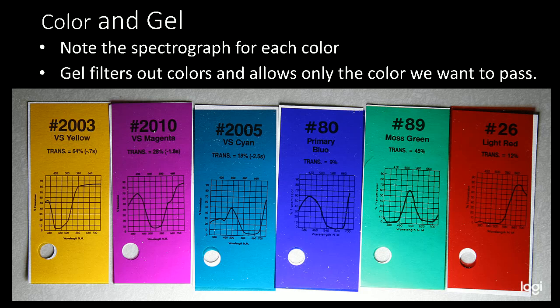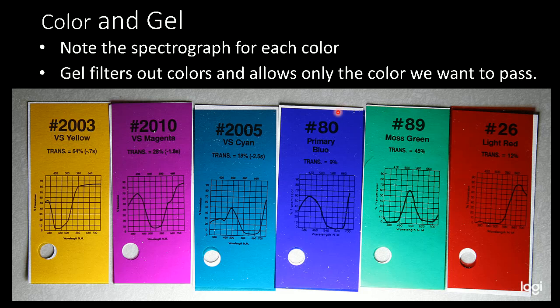In this unit, let's talk a little bit about color and gel. Below here are some samples of gel. And all a gel does is take the available light that comes into it and filter out all the colors we don't want and let only the color we do want pass through.